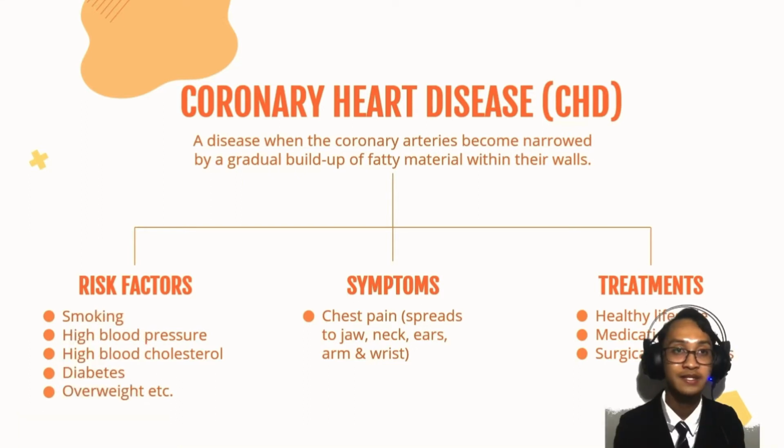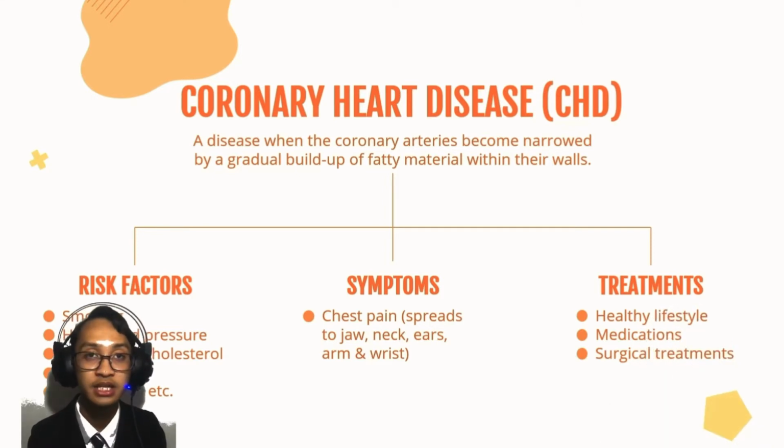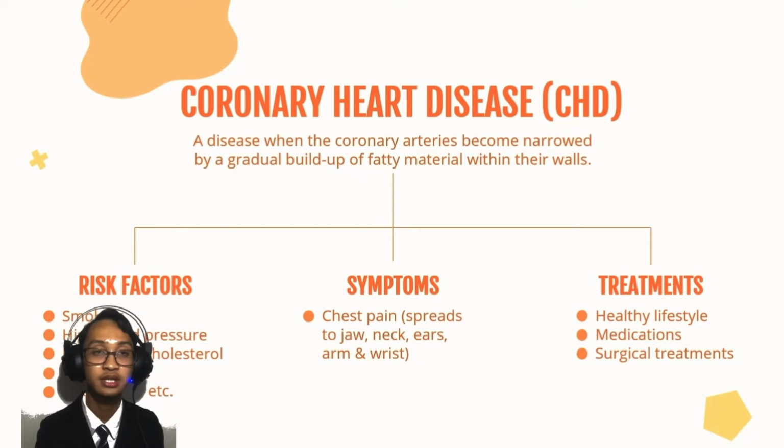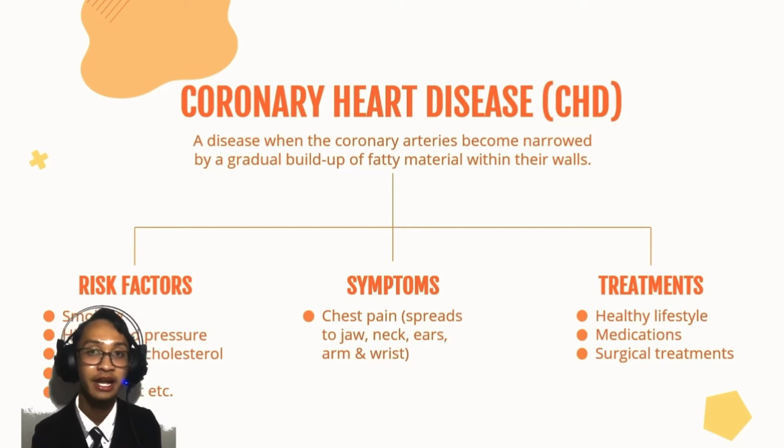There are many risk factors for developing CHD. Some of them are smoking, high blood pressure, high blood cholesterol, diabetes, being overweight, and many more. The symptoms of CHD include chest pain that spreads to the jaw, neck, ears, arm, and wrist. The treatments for CHD involve making healthy lifestyle changes such as quitting smoking, consuming a healthier diet, and getting regular exercise. Also, medication and surgical treatment are treatments for CHD.